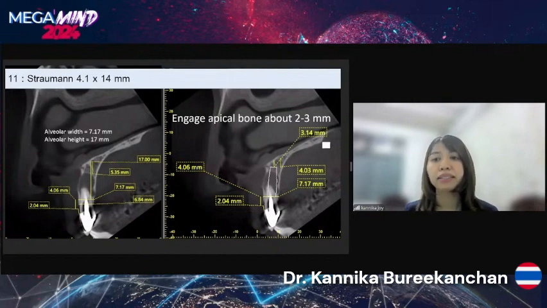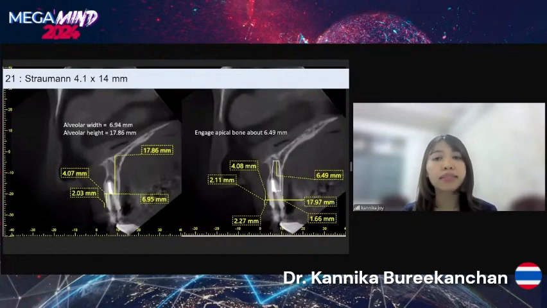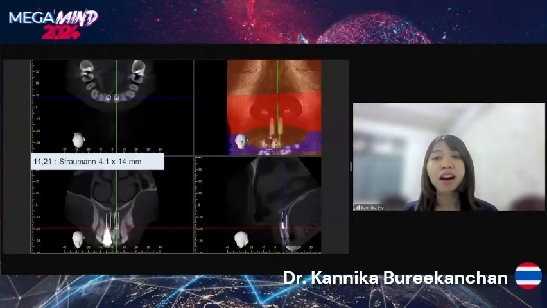When simulating the implant, a bone level tapered implant, diameter 4.1, length 14 mm on tooth 11, it was found that the implant engaged apical bone about 2 to 3 mm, with the implant platform positioned 4 mm from the gingival margin of the final prosthesis. Tooth 21 also used a bone level tapered implant, diameter 4.1, length 14 mm. It was found that the implant engaged apical bone about 6.49 mm. This picture also shows the final position of implants, tooth 11 and 21.